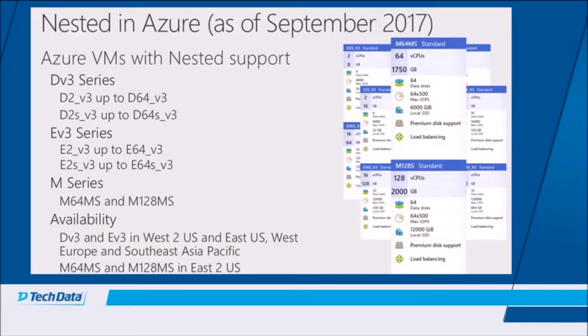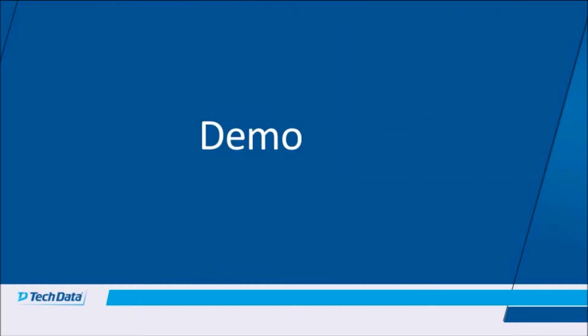The other thing to remember is only certain VMs are supported for Nested Virtualization: the D version 3 series, the E version 3 series, the M series. It's available in East US, West Europe, and Southeast Asia Pacific, and more regions to come. So now let's take a look at a demo of this new technology.